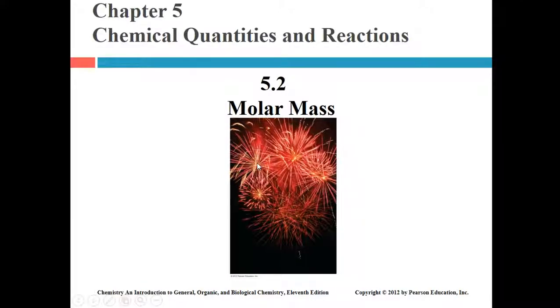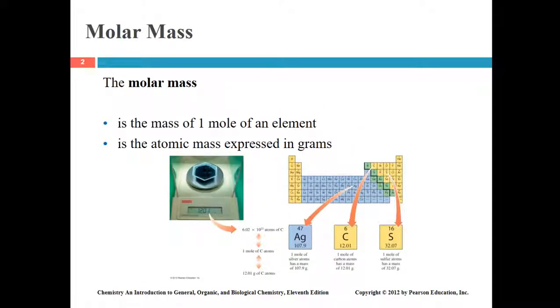5.2 Molar mass. The molar mass is the mass of 1 mole of an element. It is the atomic mass expressed in grams. So it is the AMU, the mass that's the larger number on the periodic table for a particular element, the atomic mass. That is going to be your molar mass. It is going to be the atomic mass expressed in grams.